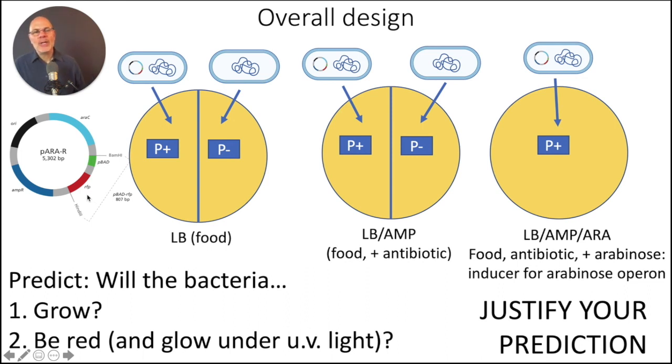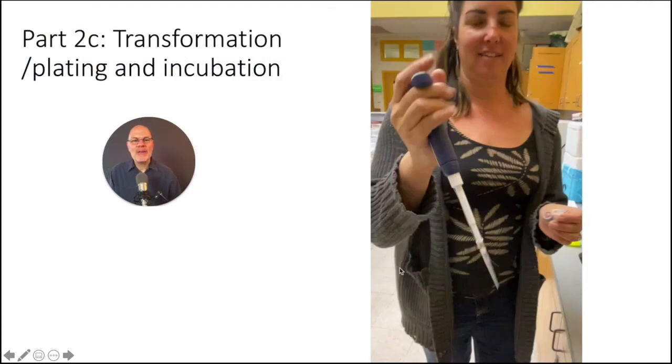We'll talk about how that works in a little bit, but for right now I want you to pause and make some predictions. So here, here, here, here, and here. Will the bacteria grow? The second question is, if they grow, will they be red and will they glow under ultraviolet light? In other words, will they express this red fluorescent protein? I want you to make a prediction, and then justify that prediction, and then we'll see what happens.